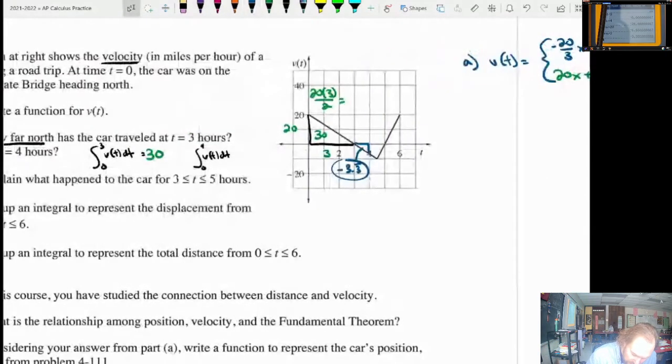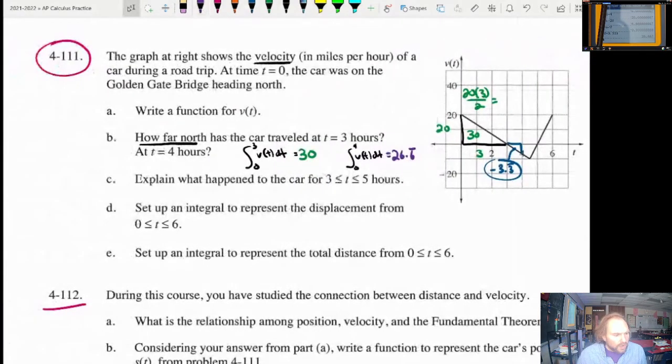If we add those together, this will combine to make 30 minus 3.333, and it's going to be 26.6 repeating miles. That's that. The question did ask how far north, and so it should make sense that since the graph goes negative, we're going to be subtracting total distance. Question C, what happens to the car from 3 to 5? It's going backwards.